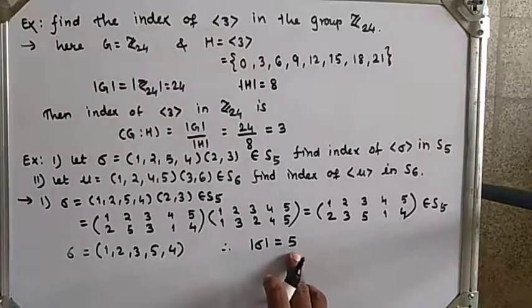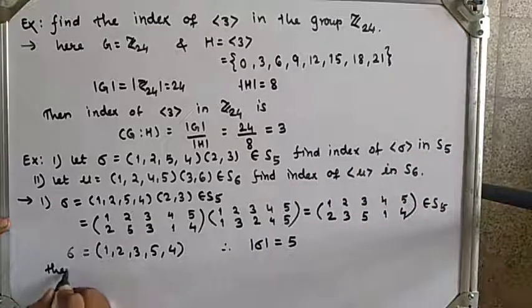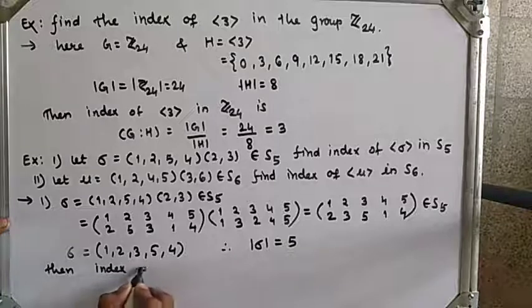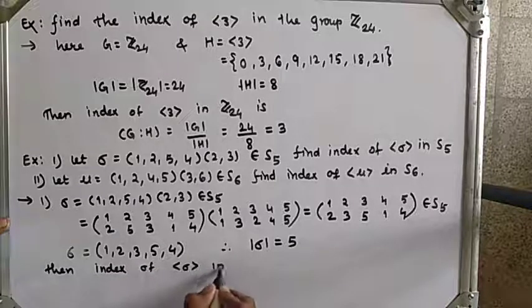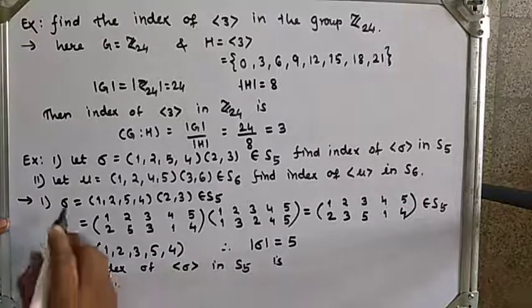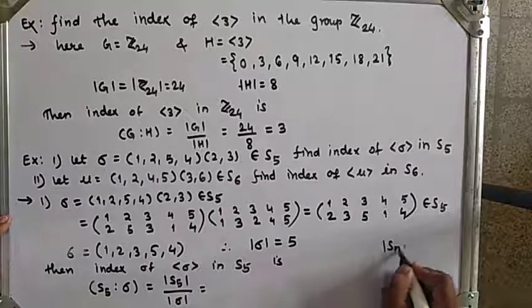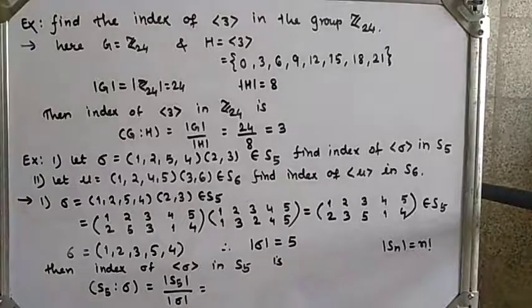Now to find the index of sigma in S5. The index of sigma in S5 is equal to the order of S5 divided by the order of sigma. And we know that the order of Sn is n factorial, right?